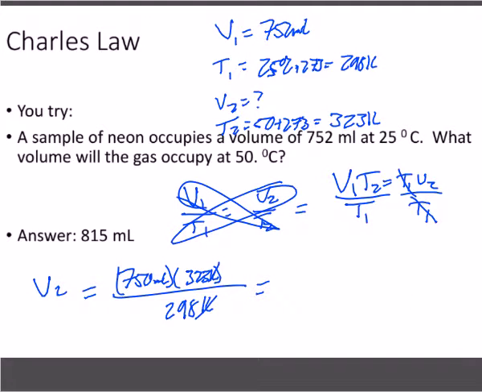So this is what you should have, and then when you do the math, guys, 815 mils is what you should end up with. Think about it. You can ask yourself, does my answer make sense? My temperature did what? It went up, so what should my volume do here? It should go up as well.